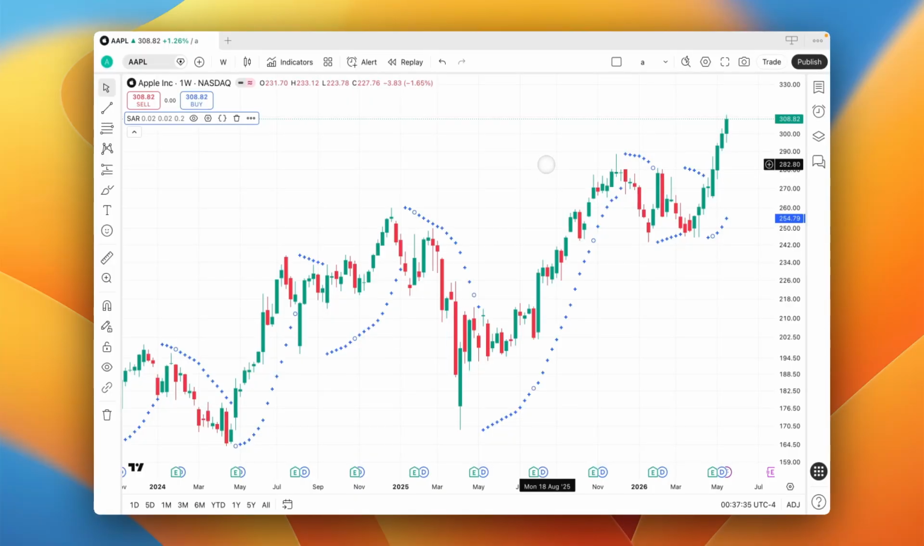The parabolic SAR, just like the super trend, works well in strong trends, but does give whipsaws in sideways markets, so make sure you're looking out for that.